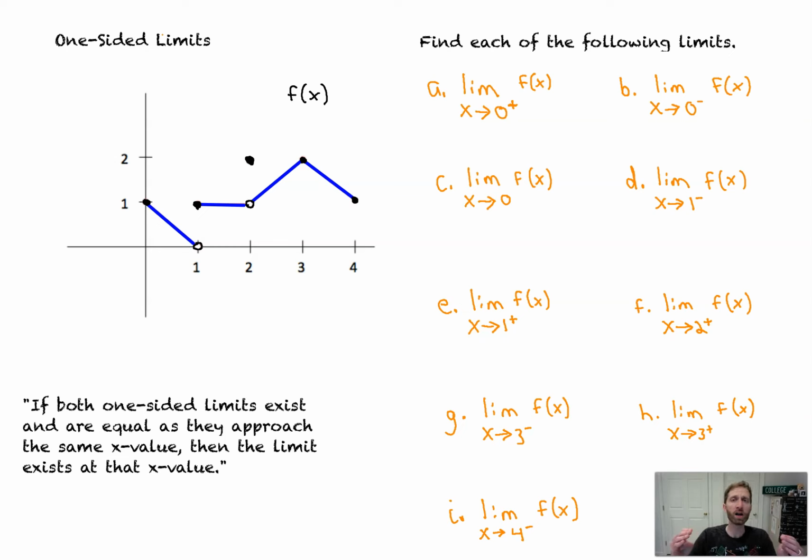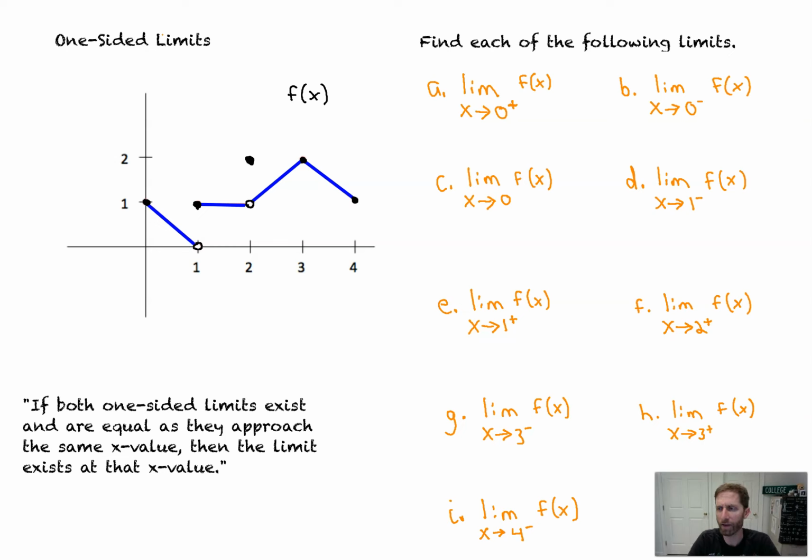In the past, we've talked about how for a formal limit to exist, we've got to have the limit from the left side equal the limit from the right side. Essentially, if we approach a value from both sides, the y value is going to be the same from both sides. Now we're just going to look at one side and the other. So you can have one-sided limits. Let's do that. This says find each of the following limits.